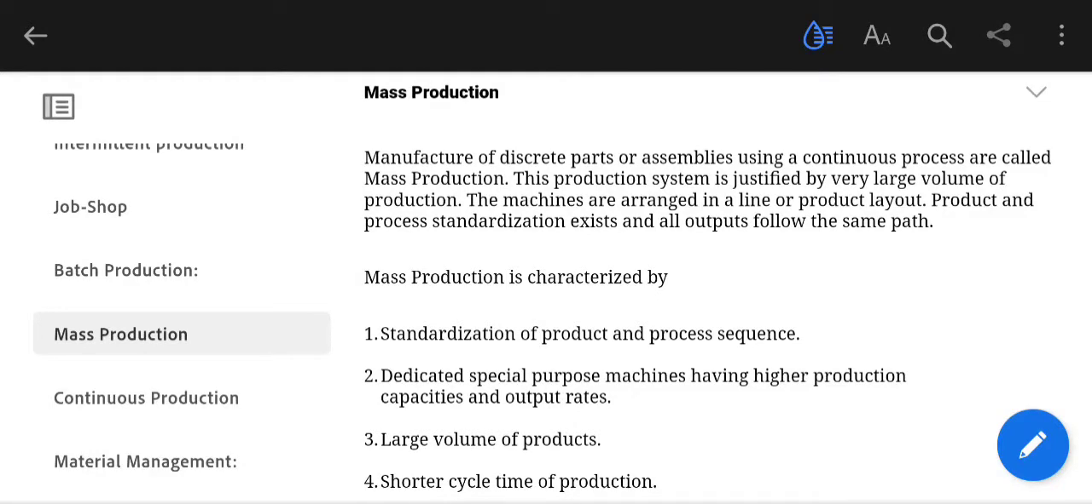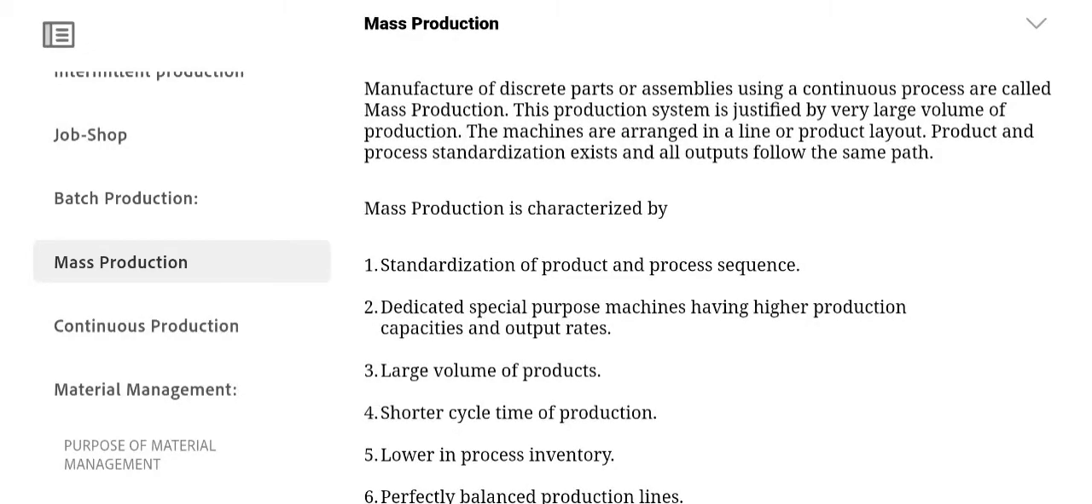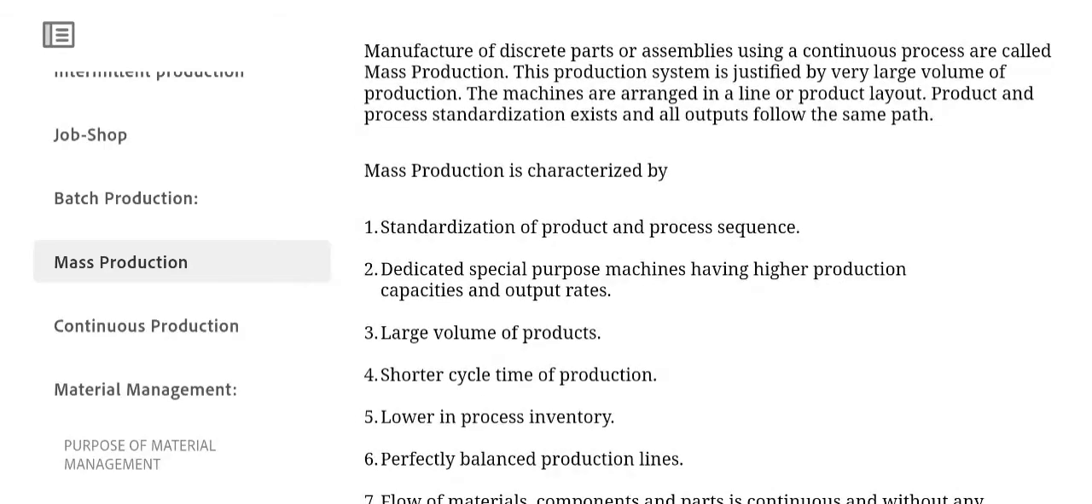Now, as the name suggests, this is nothing but mass production. It means that in this system, mass production takes place. It is a continuous process of production. Continuously production is happening, and it's happening at very large volume. Now, mass production is characterized by one thing: standardization of product and process sequence.